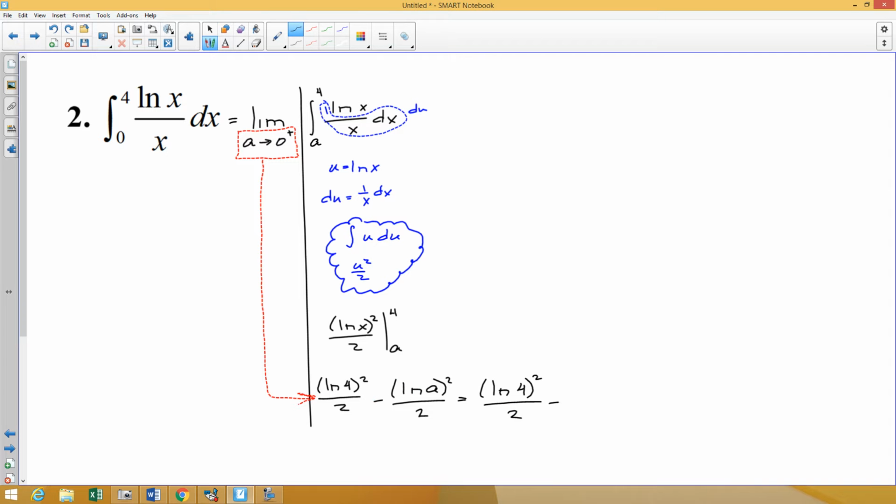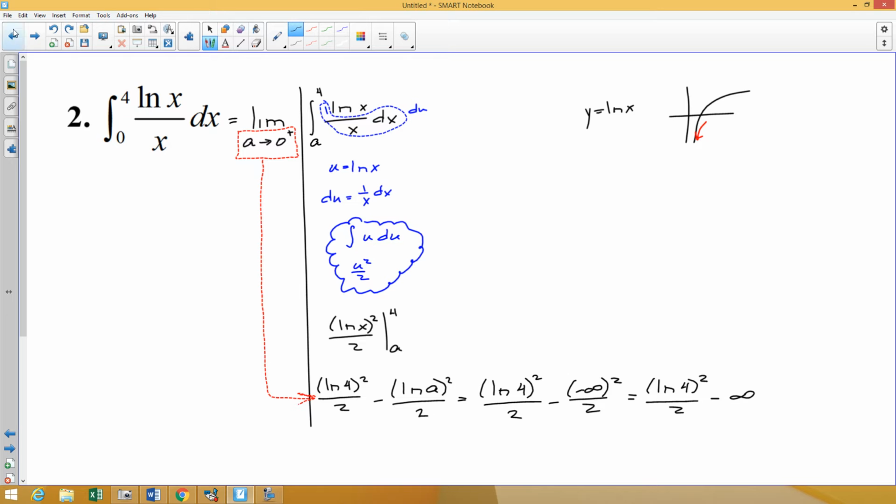Then minus, here I have the natural log of 0, and if you remember the graph of natural log x, this is one of those limits, it's easier to think graphically. Natural log x looks something like this, and as we approach 0 from the right, that guy is going down towards negative infinity, so that'll be negative infinity squared over 2, which ends up being natural log of 4 squared over 2 minus infinity.